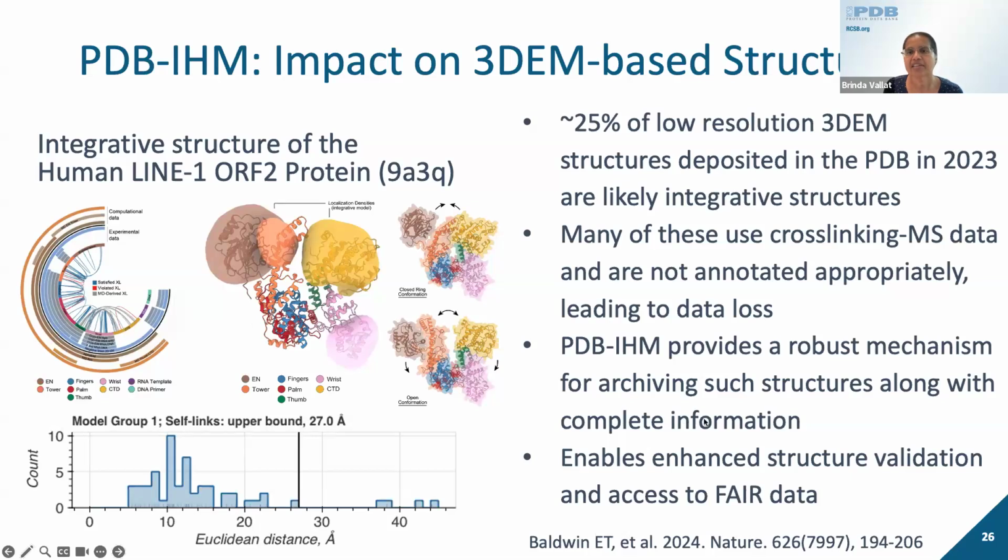PDB-IHM provides a robust mechanism for archiving such structures with a complete set of information regarding the input restraints and starting models, as well as modeling methods used in such integrative modeling studies. I'm just showing an example here, which is based on 3D EM and chemical cross-linking and archived in PDB-IHM. Depositing such structures to PDB-IHM not only makes the data FAIR, but it also enables enhanced structure validation based on the full complement of experimental data used in modeling.